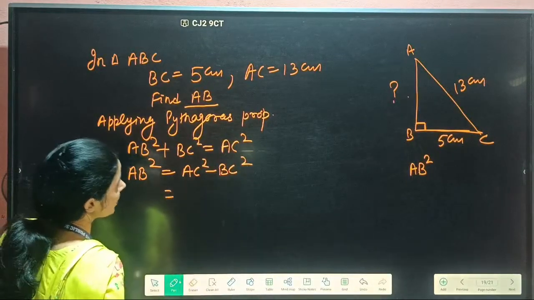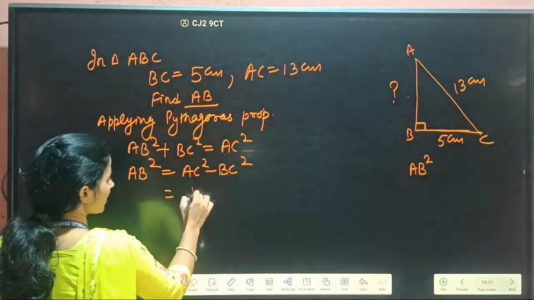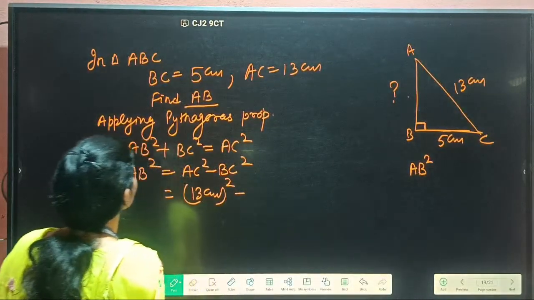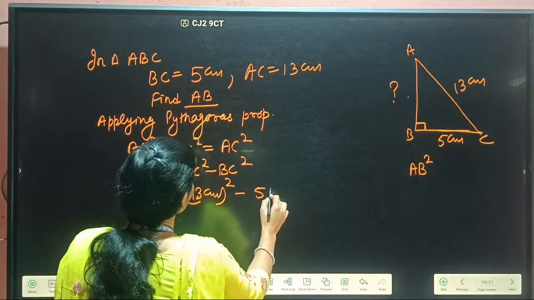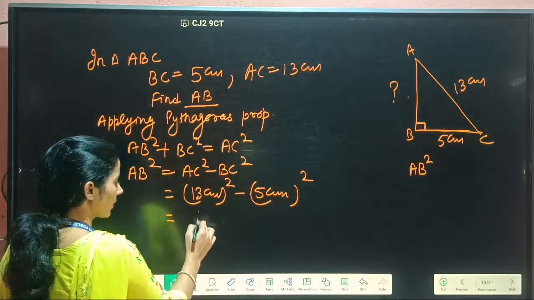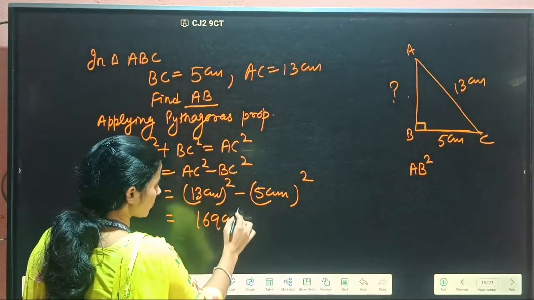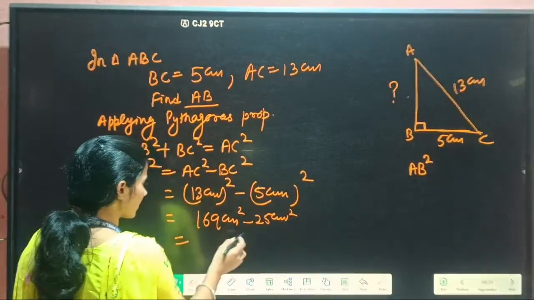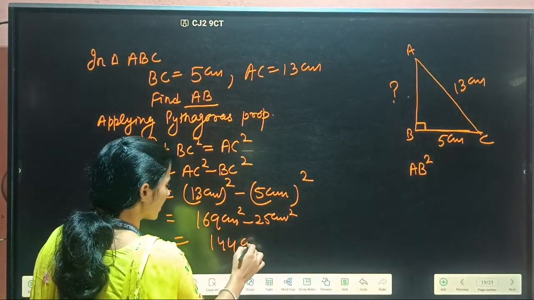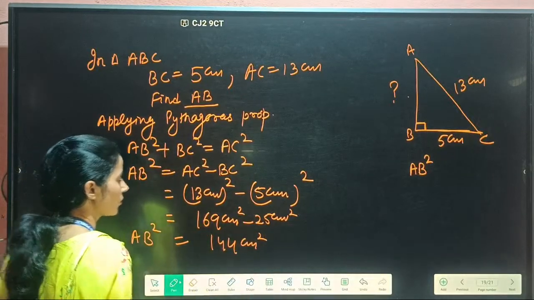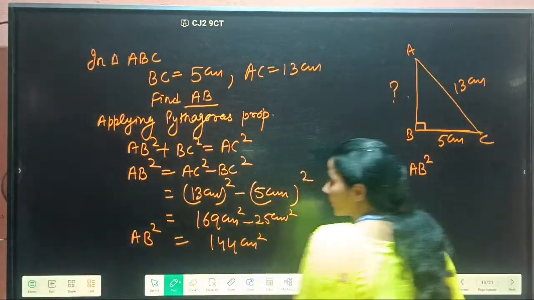Put the values. What is AC square? AC value is 13 centimeter, its square. And what is BC? It is 5 centimeter, then its square. 13 square will be 169 centimeter square minus 25 centimeter square. Subtraction is 144 centimeter square. Now this AB square is equal to 144 centimeter square.